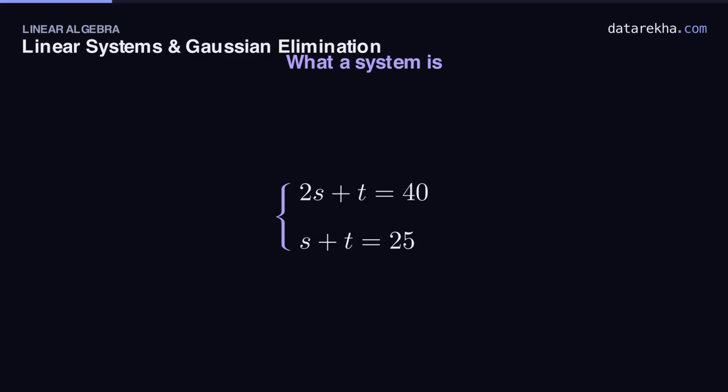Let S be the price of a samosa and T the price of a tea. 2 samosas plus a tea is 40. One of each is 25. A solution is any pair of prices making both statements true at once. Not one, but both. That word, both, is the whole game.